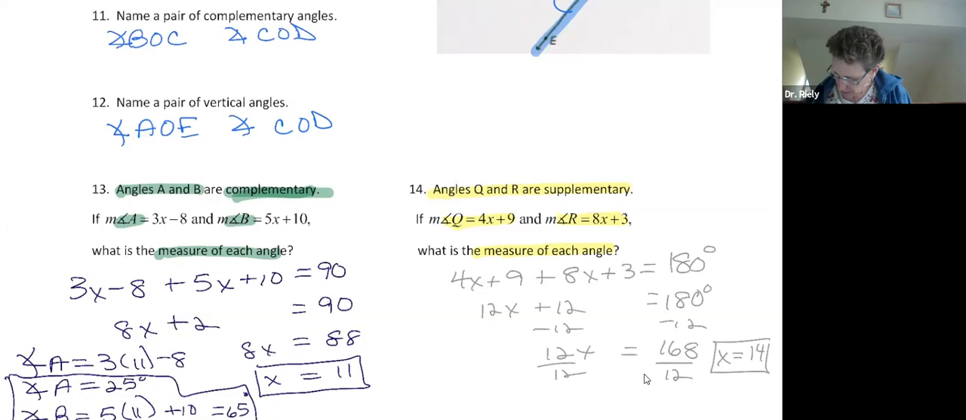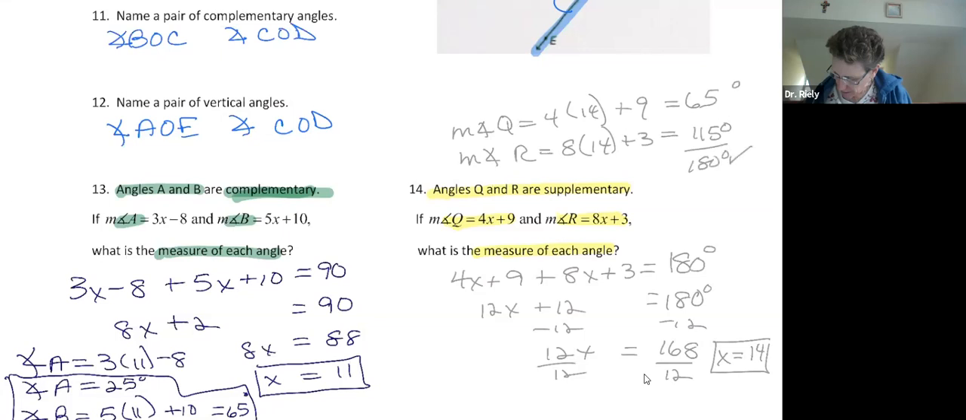Why don't we work above the problem? So the measure of angle Q equals 4 times x, and x is 14, plus 9. So do that math, and you should end up with 65. The measure of angle R is 8 times 14, and then that's plus 3, and that should get you 115. And we're looking at the two of those together. That gives me 180, so I know I'm correct. They are supplementary angles. Okay, I'm going to box off that so that I can see my two values.